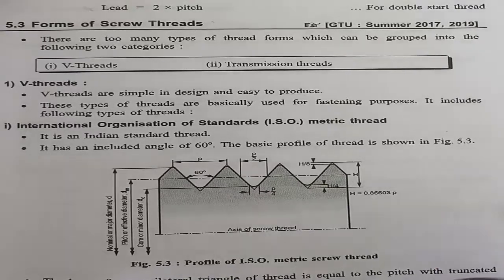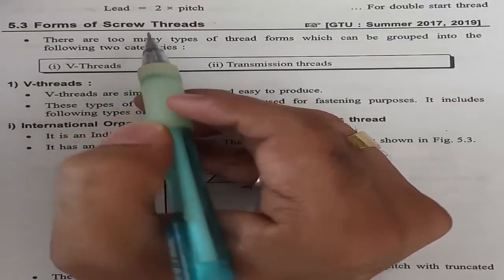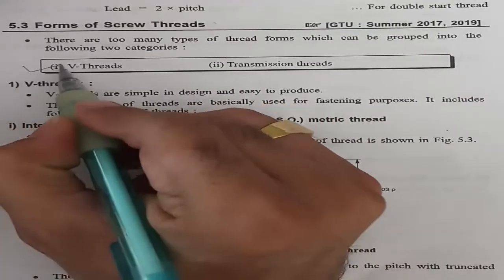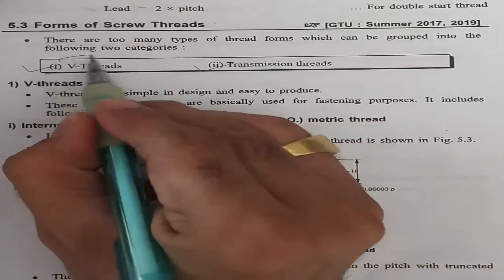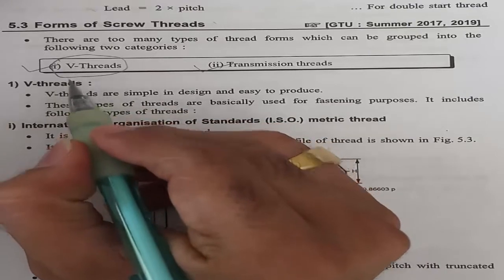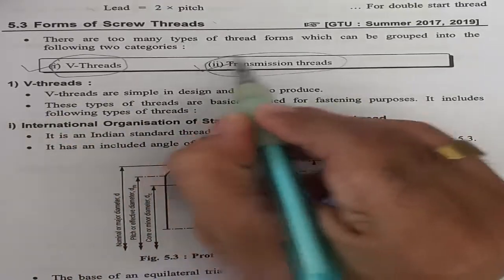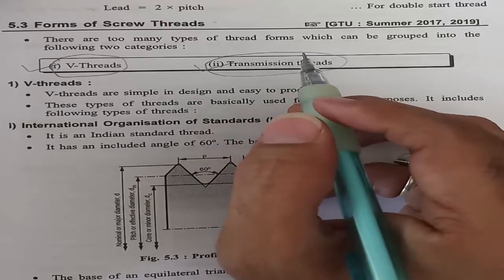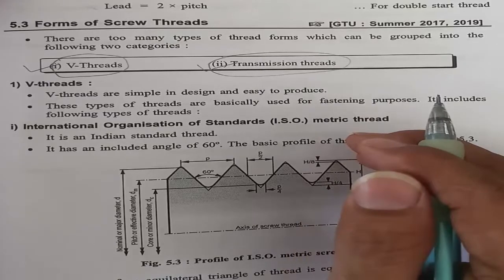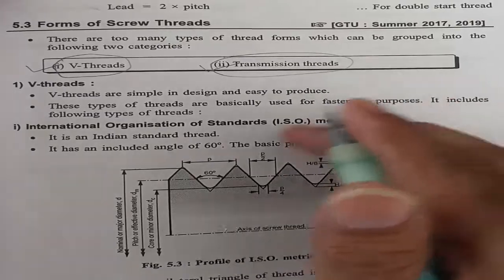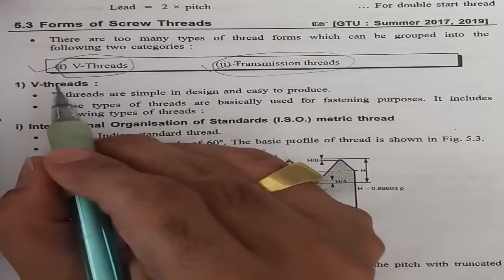Our today's topic is forms of screw threads. So basically there are two types, V thread and transmission thread. V thread is generally used for the fastening purpose, right? And transmission thread is generally used for the linear movement, or we can say displacement of load, right? So these are the two types, V thread and transmission thread.